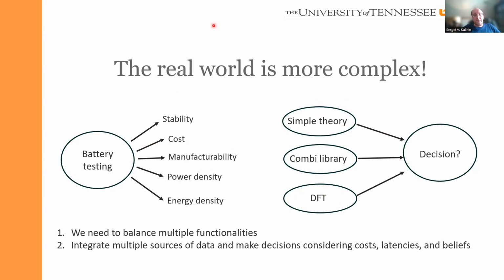Multi-objective optimization is used in cases when we imagine that we test a battery. If we test a battery, there are several parameters of the battery that we care about. For example, stability or fading, how many charge-discharge cycles it can undergo, cost, manufacturability, power density, energy density. Generally, we know that for each application, we need a different combination of these parameters. For example, if we make a battery for an electric vehicle or for a cell phone, we really want it to be stable.